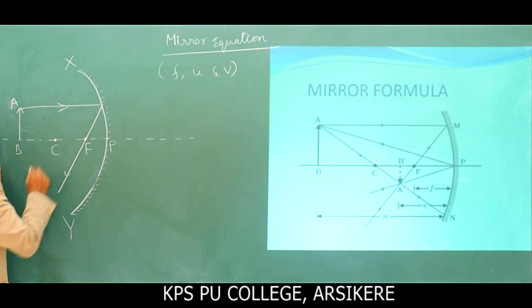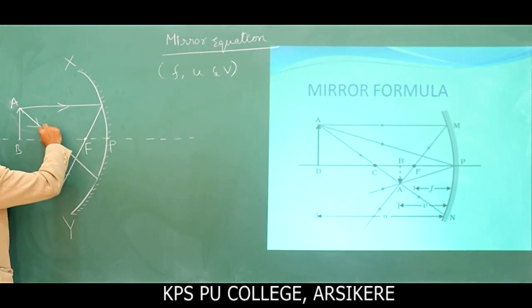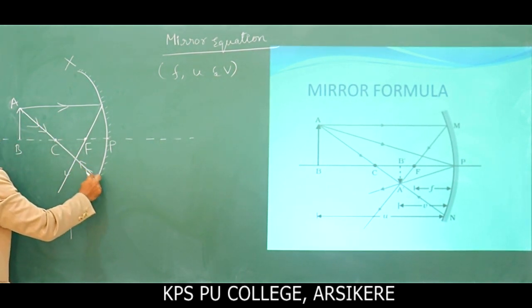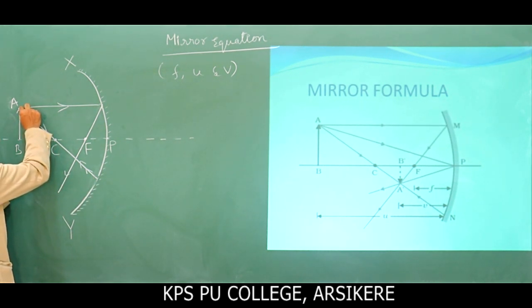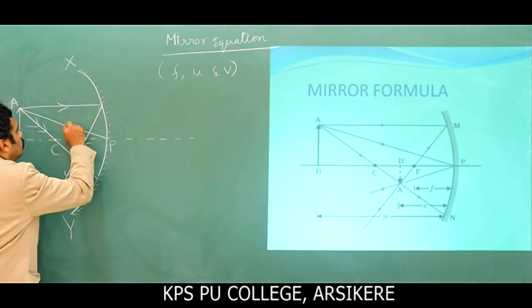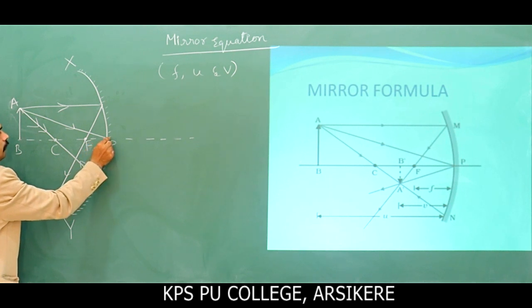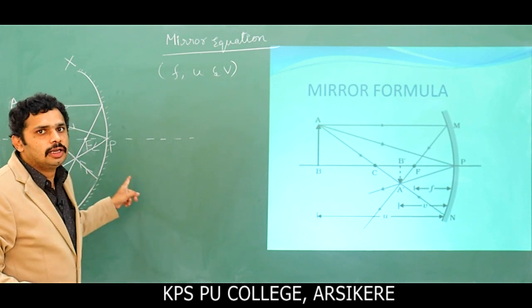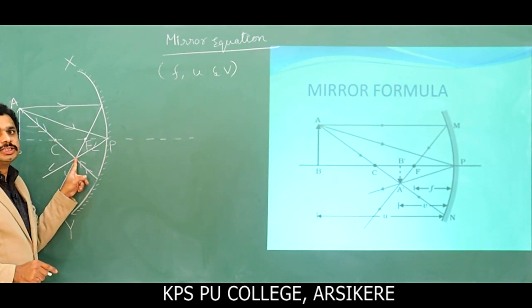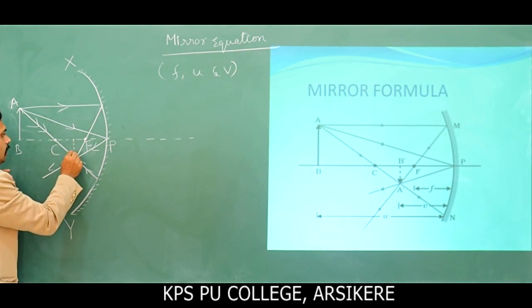F is the focus. Now from the object the ray passing through the center of curvature goes as it is and returns along the same path because it is perpendicular to the mirror. Now from the object the ray passes to the pole. At the pole it obeys the laws of reflection. After reflection all the reflected rays meet at one point. At this point a real and inverted image is formed. This is the real and inverted image.